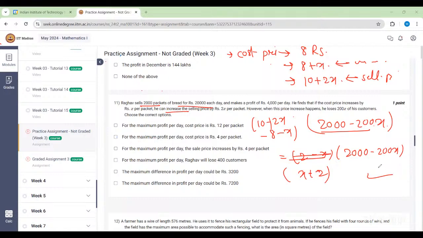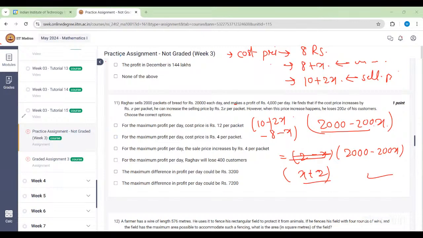So yeah, such a question can be confusing. So let's go through it once again. New profit would be 10 plus 2x minus 8 plus x, which is 2 plus x. Yes, the price also increases by x, so minus will be there, na? Minus 8 minus x. Then for the new total customers, 2000 minus 200x into 2 plus x. Yes. 2 plus x, x plus 2, okay. Can you explain again?